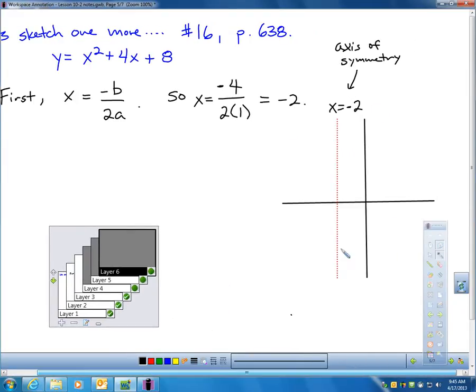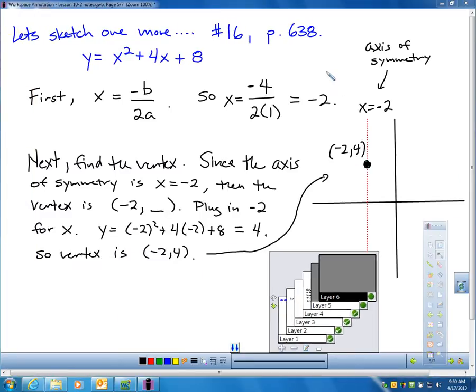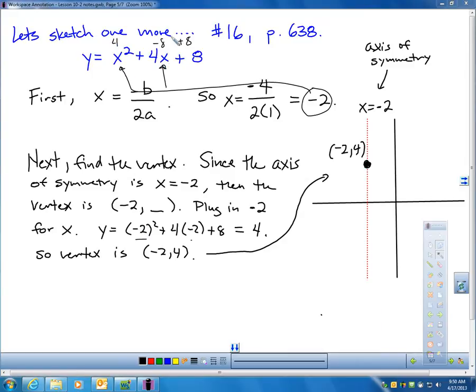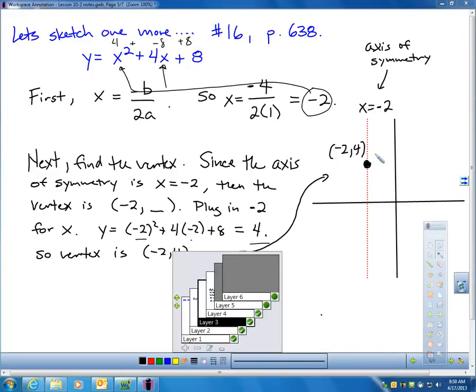So I'm going to draw my xy axis. Here's my axis of symmetry. Now remember, the vertex must be on this axis of symmetry. Let's find the vertex. Since the axis of symmetry is at negative 2, take negative 2 for x and plug that in for x. That's what I'm writing down here. So negative 2 squared is 4. 4 times negative 2 is negative 8, and then I'm adding 8. Well, 4 plus negative 8 plus 8 is 4. So my vertex must be 2 left, 4 up. There's my axis of symmetry, there's my vertex.